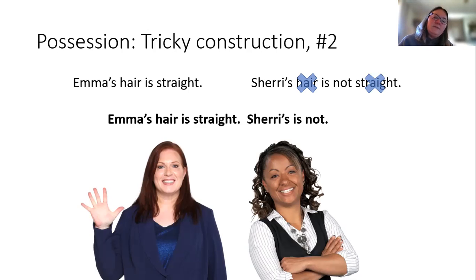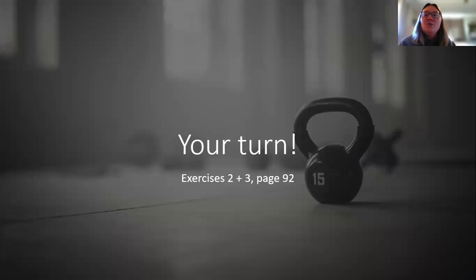But before we get too far, let's practice with some possessions so that way you know you have them right. In your book, on page 92, take a moment to work on exercises 2 and 3. Pause this video while you are working. Once you have all the answers, turn this video back on and I'll review the answers with you. Okay, your turn. Pause the video now.